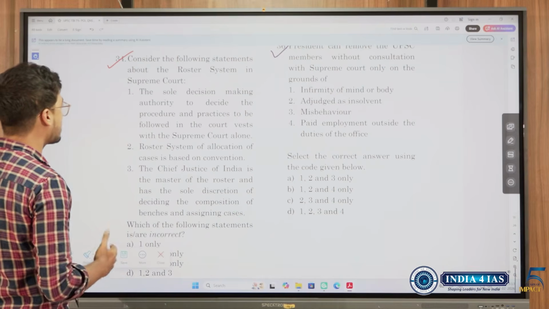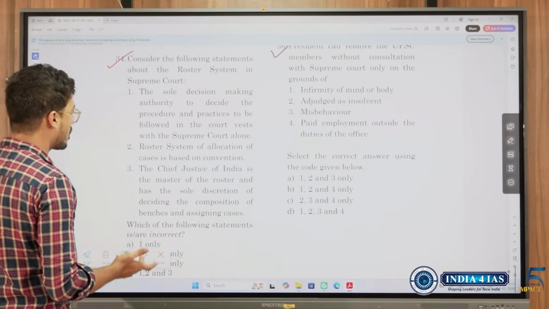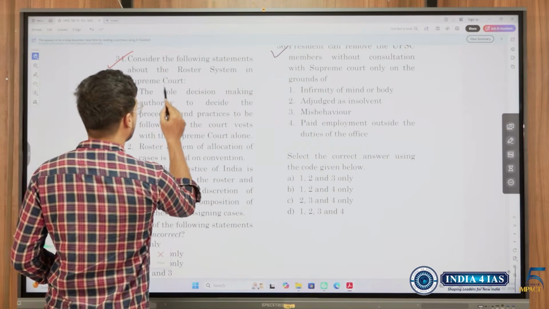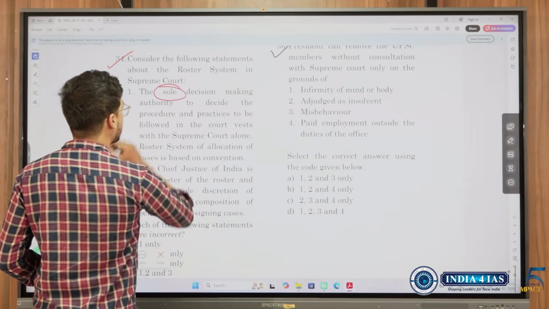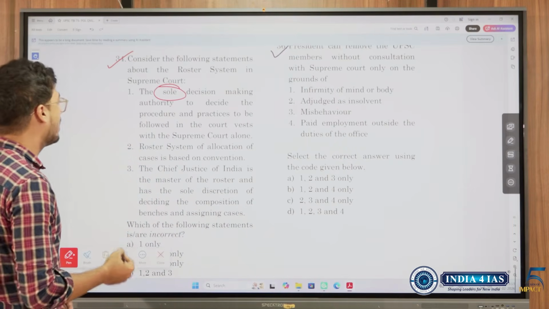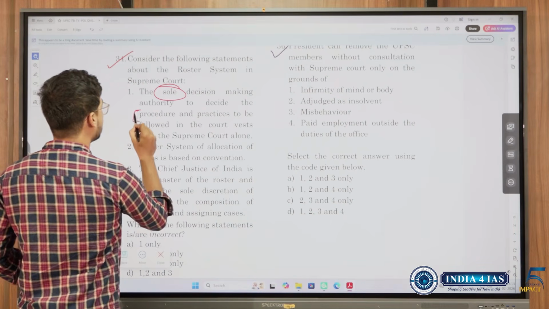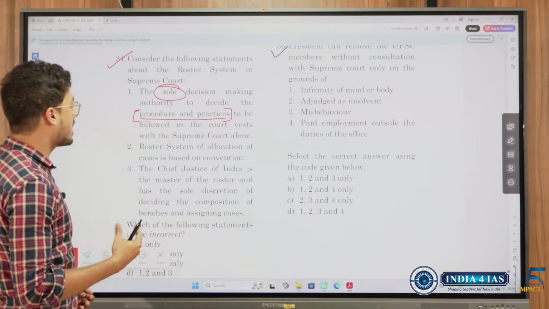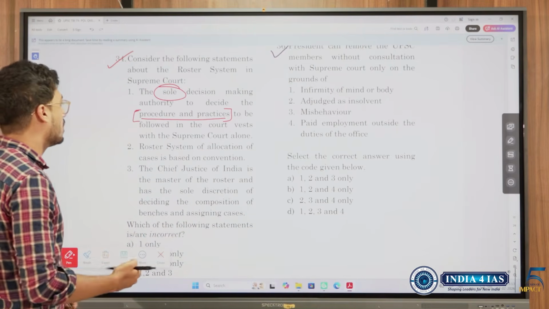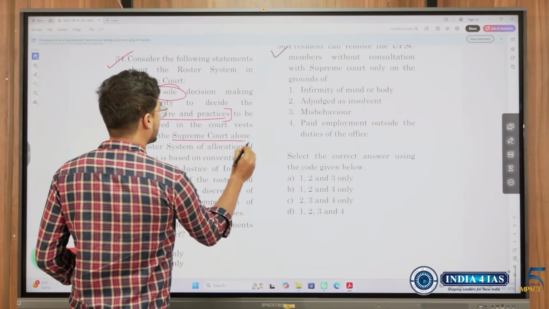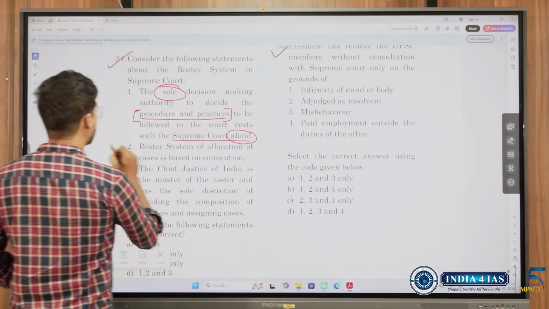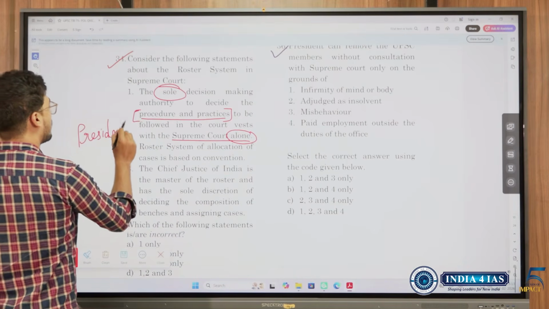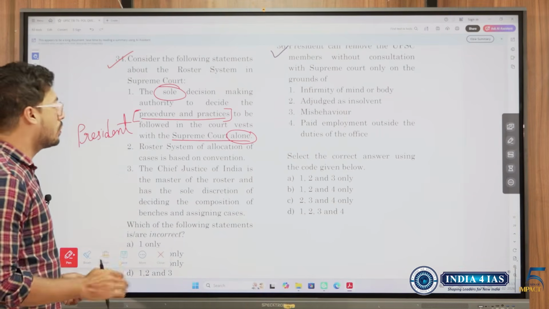Consider the following statements about the roster system in the Supreme Court. Sole decision making authority to decide the procedure and practices to be followed. See, whenever these terms like sole, only appear, you should become extra careful. Sole decision making authority to decide procedure and practices. When we decide procedure and practices, there is a lot of discussion and brainstorming that needs to be done as to what needs to be followed and what does not. So does the Supreme Court do it alone? The Supreme Court actually does it in consultation with the president, because president means that indirectly the cabinet will be involved.